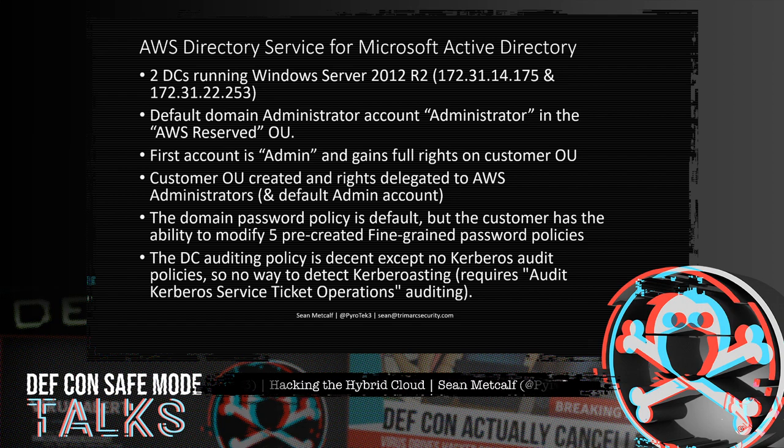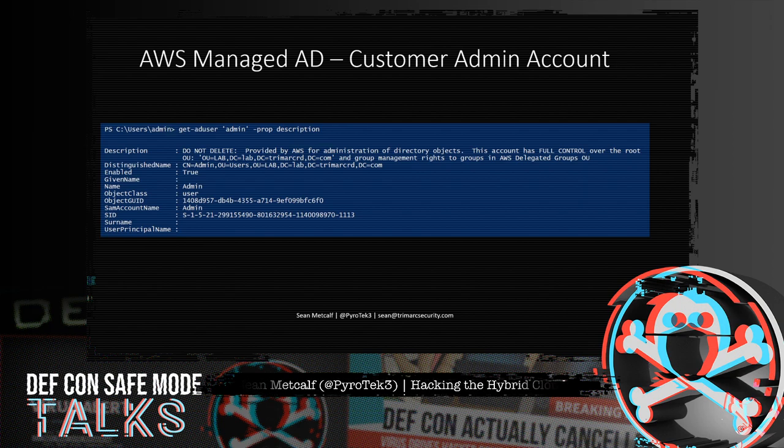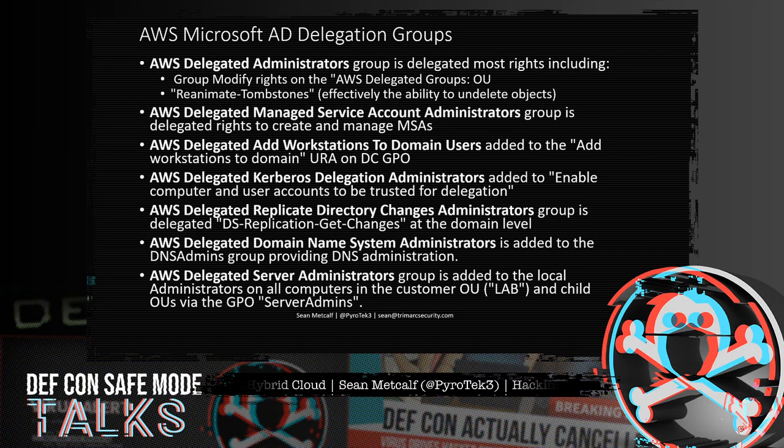Based on the group policy linked to the domain controller's OU, I was able to identify a pretty decent audit policy, though it was missing Kerberos auditing, which means Kerberos activity would be missed. The first customer account, Admin, is created with a description that notes the customer OU distinguished name. So it's very nice that they provide this description, so that way you can quickly and easily identify where this OU is. There are several delegation groups in the AWS Managed AD environment.